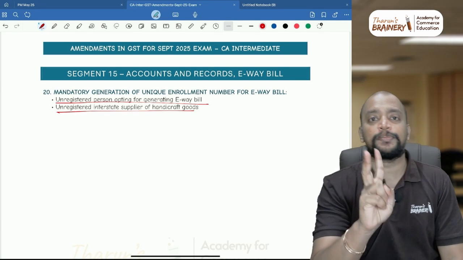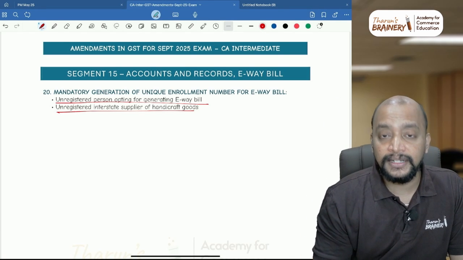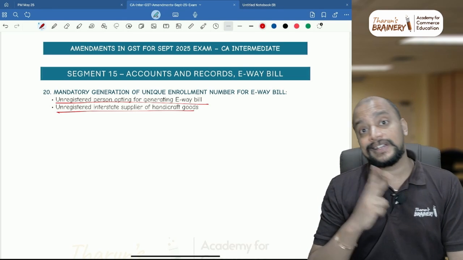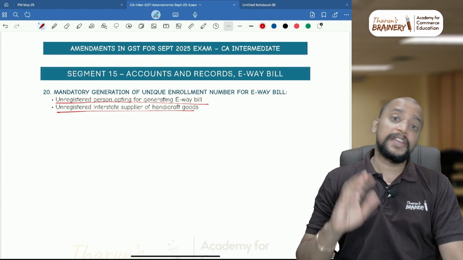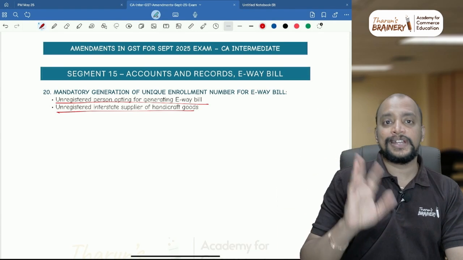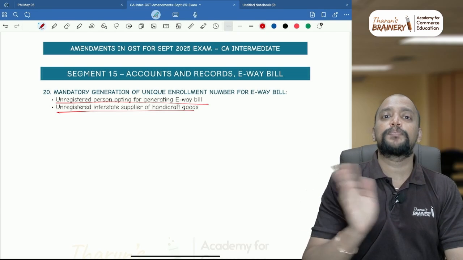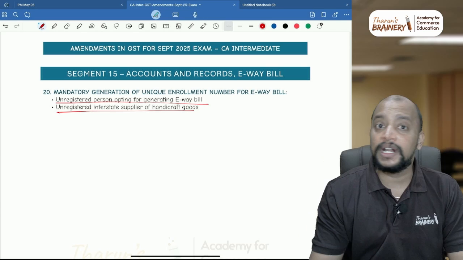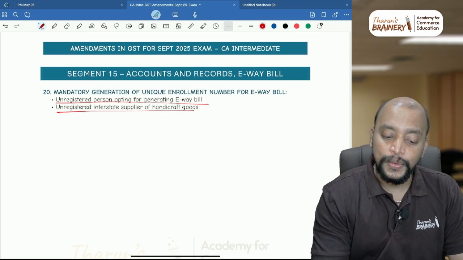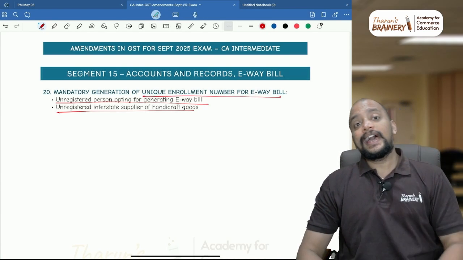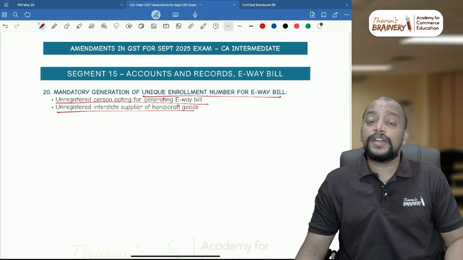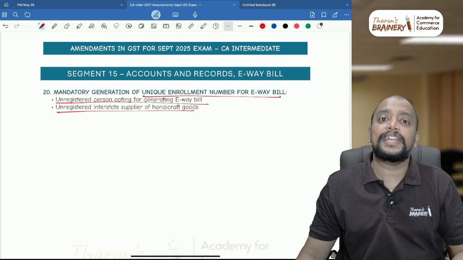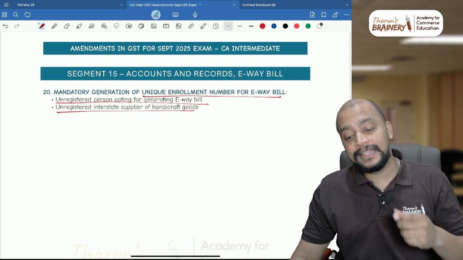So these people: an unregistered supplier who is opting for generation of e-way, or an unregistered interstate supplier of handicrafts, or even an unregistered recipient who wanted to generate an e-way bill. Previously just a permanent account number could be used for generation, but now they are telling you to get a unique enrollment number and only then generate the e-way bill. From where do you need to get the unique enrollment number? From the GST portal, get a unique enrollment number and then generate the e-way bill.